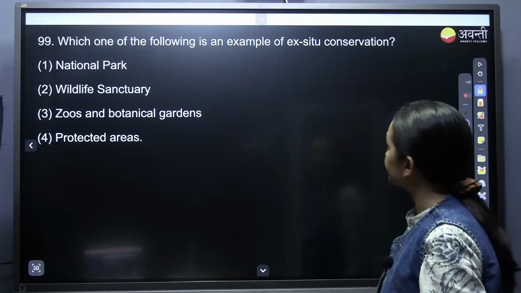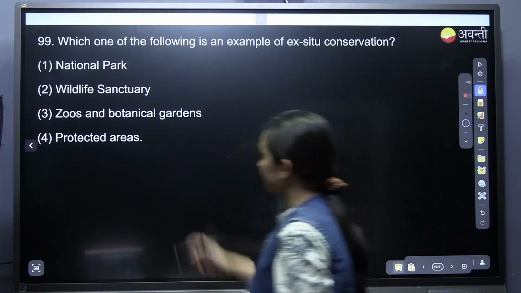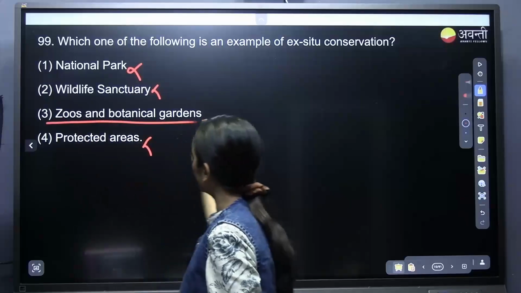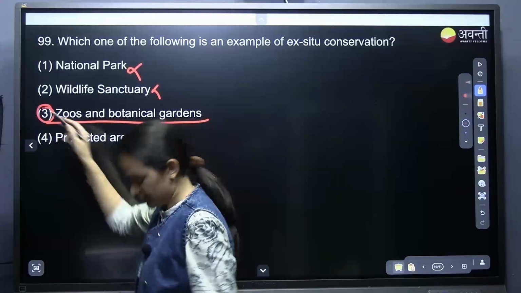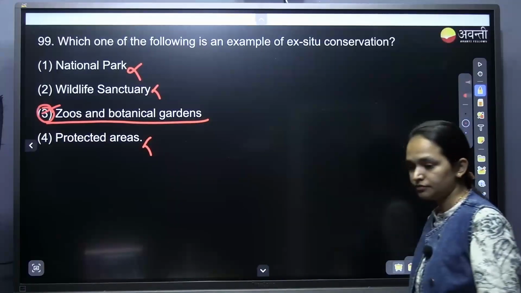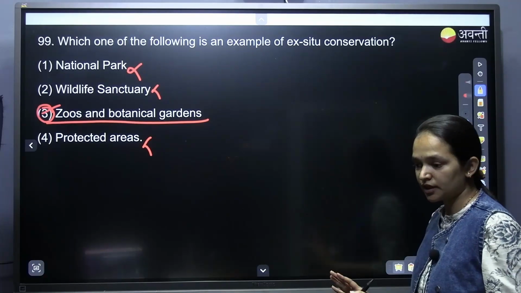Which of the following is an example of ex situ conservation? National park is in situ, and zoo and botanical gardens are ex situ. Understanding? Any doubts till now?